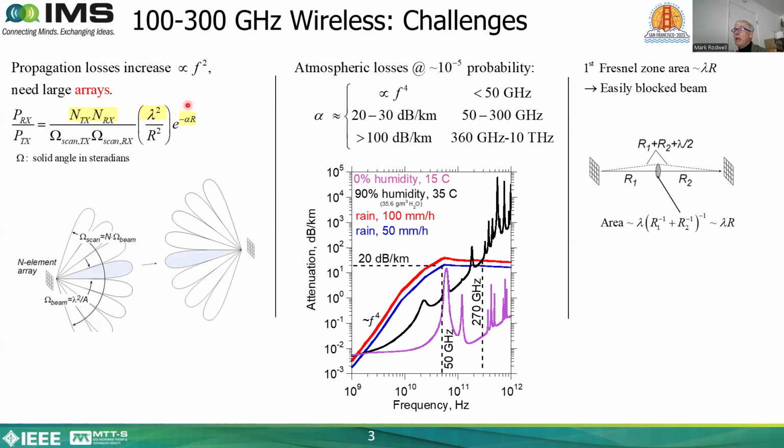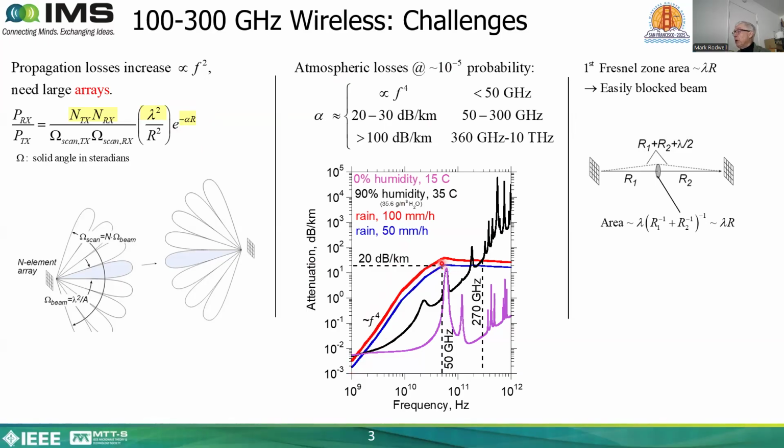Even beyond this, the atmospheric attenuation under worst case conditions can be very, very high. Typically in a commercial communication system, we need probabilities of loss of service in the range of 10 to the minus 4 to 10 to the minus 5, so as to maintain customer satisfaction. At a probability of 10 to the minus 4 to 10 to the minus 5, over most of the frequency range, the dominant problem is rain, which can be as large as 50 to 100 millimeters per hour.